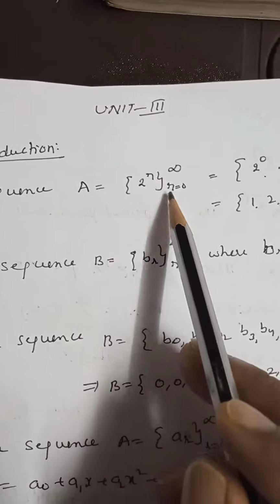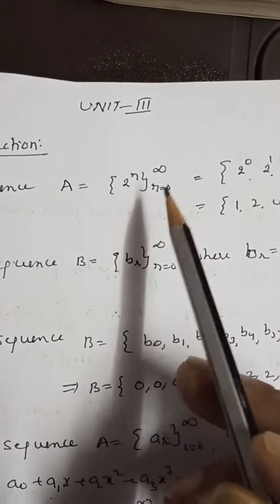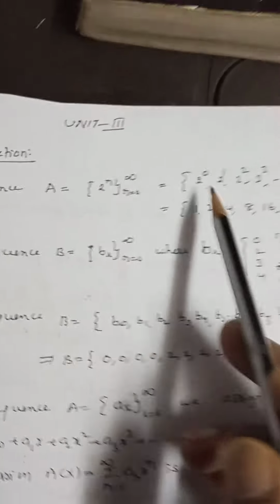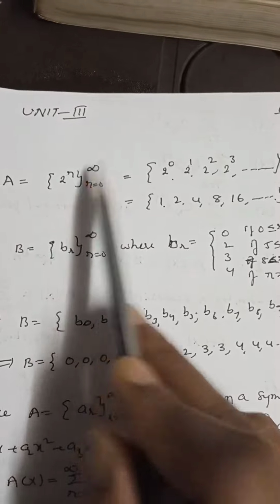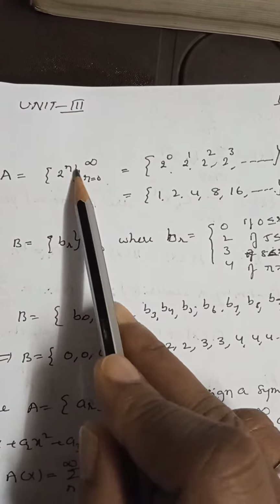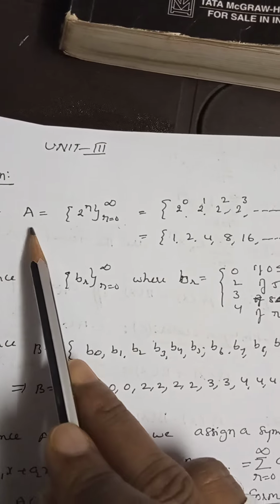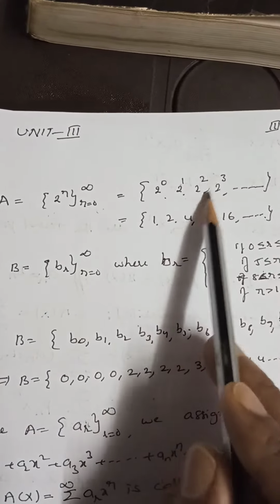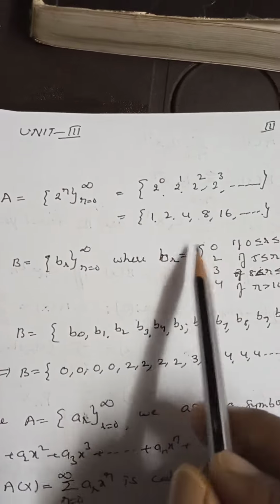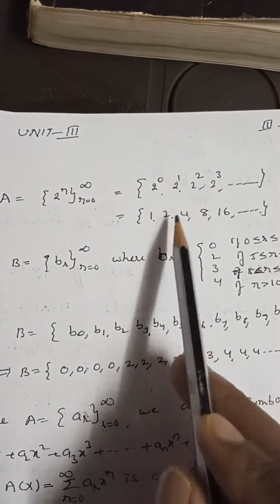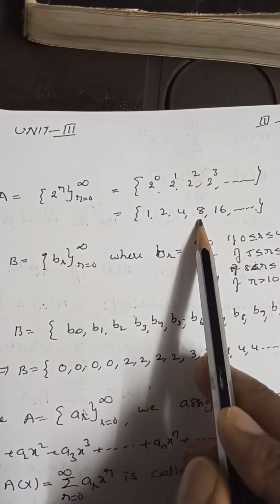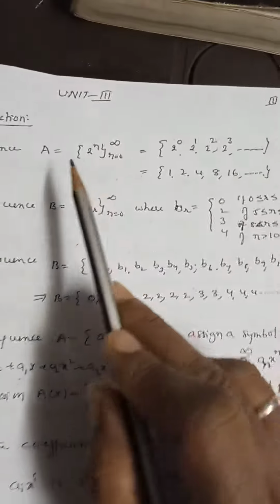Similarly, here a simple sequence is given to you, that is denoted by A, right? A is equal to 2 power r, where r is running from 0 to infinity. That means when r is equal to 0, what will we get? 2 power 0. When r is equal to 1, 2 power 1. When r is equal to 2, 2 power 2. When r is equal to 3, 2 power 3 and so on. These are the terms of the given sequence that is denoted here by A. Now 2 power 0 is 1, 2 power 1 is 2, 2 square is 4, 2 cube is 8 and so on. These are the terms of the sequence.